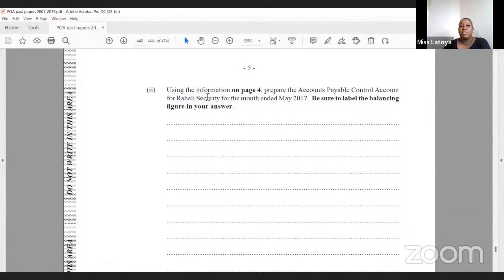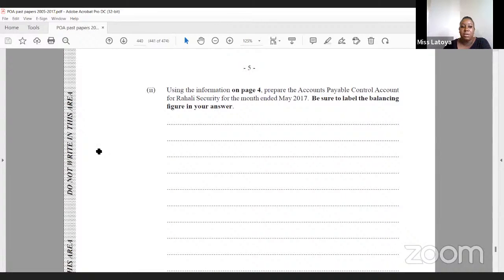And this question says, using the information on page 4, prepare the accounts payable control account for Rahali Security for the month ended May 2017. Be sure to label the balance and figure in your answer. Okay, so we are going to create an accounts payable control account. We are going to create the purchases controls account.